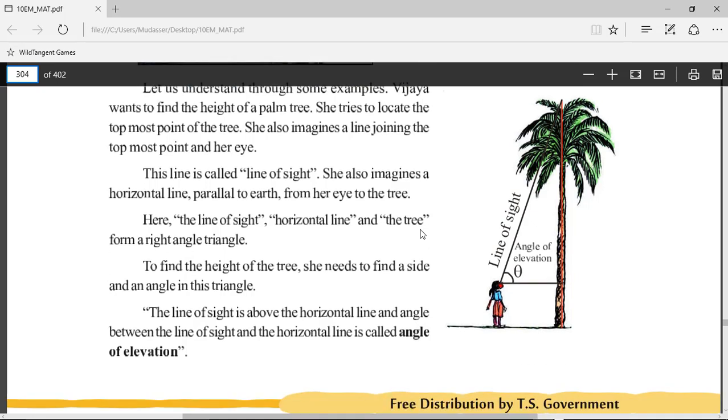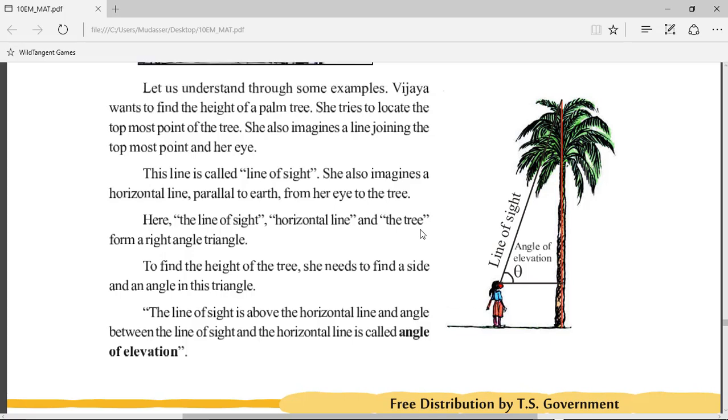You see a figure here. We have a coconut tree, a palm tree. And Vijaya is standing below the palm tree. She is looking at the topmost position of the palm tree. We'll draw an imaginary line from her eye to the topmost part of the palm tree. This line is known as line of sight.